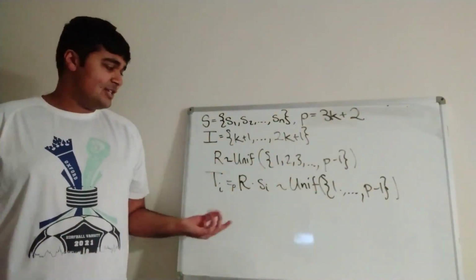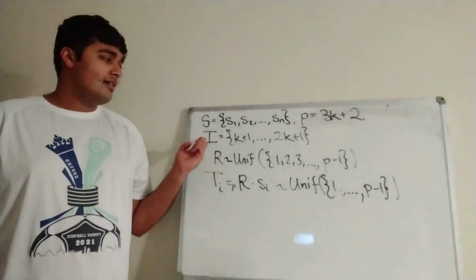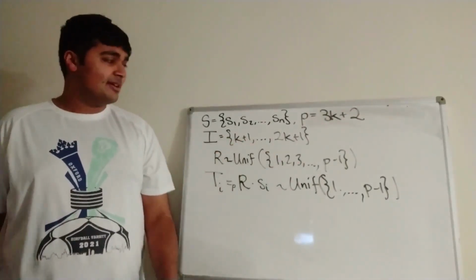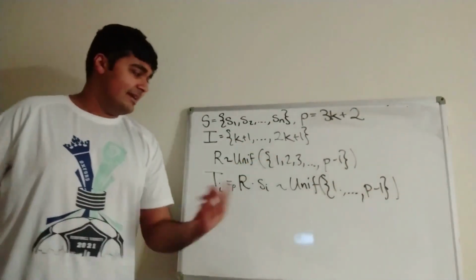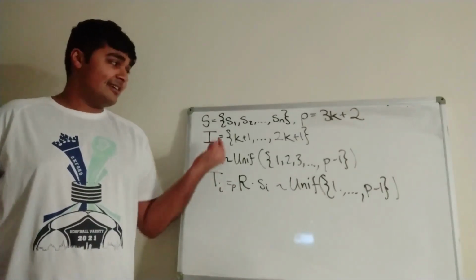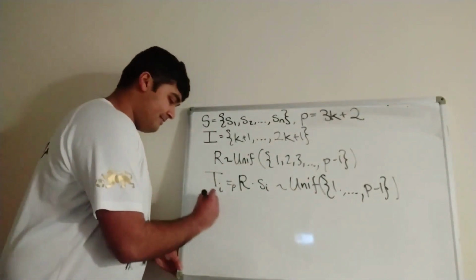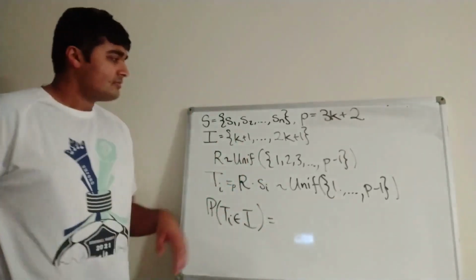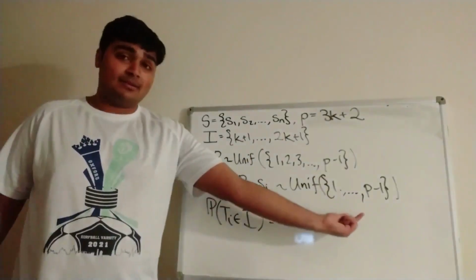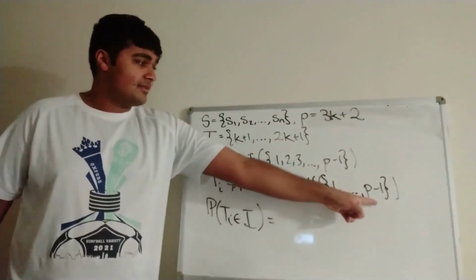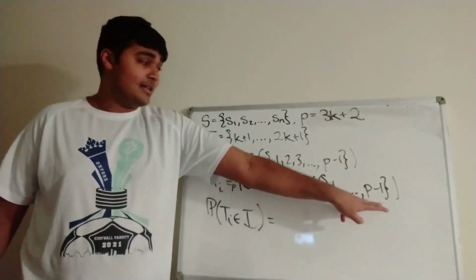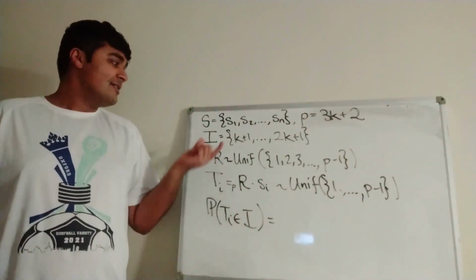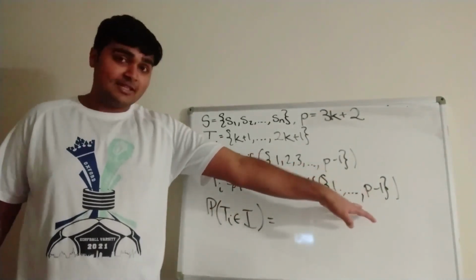So t_i is a random variable. Well, what's the probability that t_i lies in I? Because notice that I is k plus 1 all the way up to 2k plus 1. It's certainly going to be a subset of this set here. So there's probably a decent chance that t_i is going to be in I. So the probability that t_i lies in I. Well, notice that I is a subset of this set here, because we go from 1 all the way up to p minus 1, and p minus 1 is just 3k plus 1, which is clearly bigger than 2k plus 1. So I is certainly going to be a subset of this set.